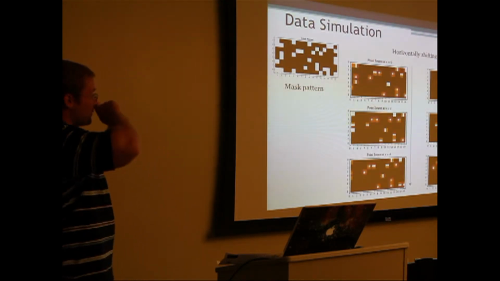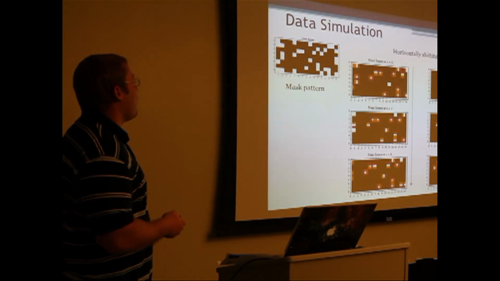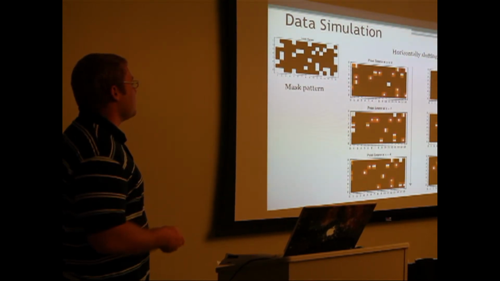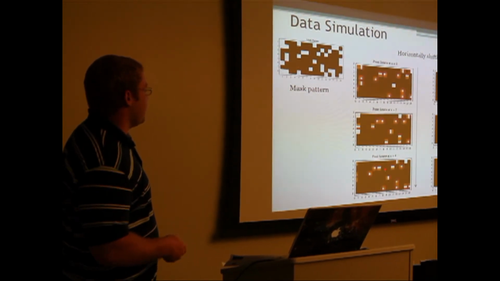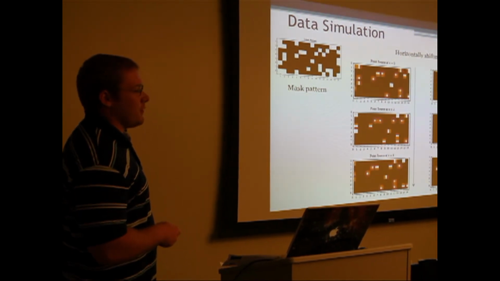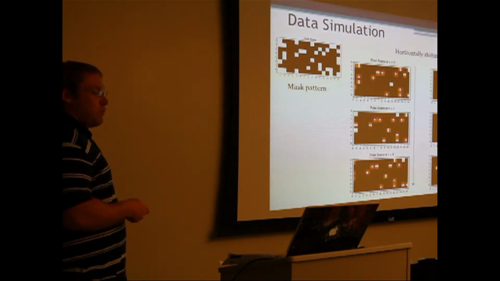Okay, so when simulating the data, if we have this mask pattern, and we horizontally shift the source moving to the right, I believe, we can see the mask pattern shifting to the left with these guys right here. And so basically it's working when shifting it.